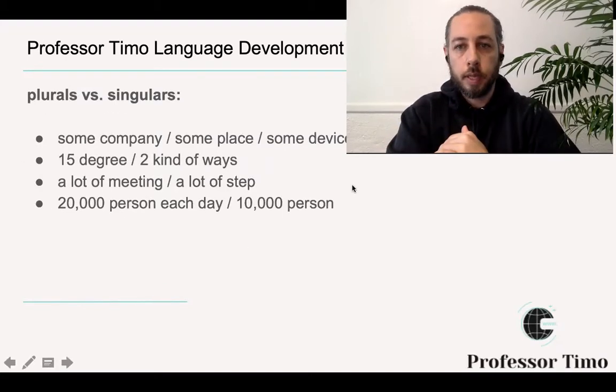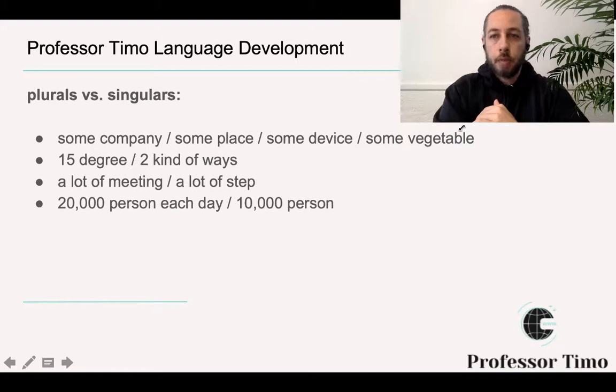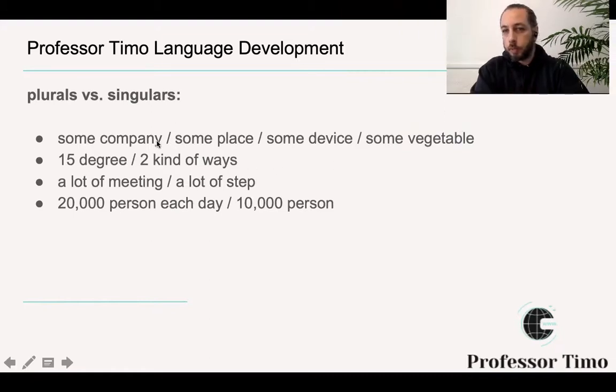So if we take a look at our examples here, anytime we're using some, this should be plural. So here, once again, you have the errors, and we'll work on these together to get the correct form. So the first one should be some companies. Some companies. After that, some places, and then some devices, and some vegetables. So you'll see each time we're using the word some, we're making the noun plural.